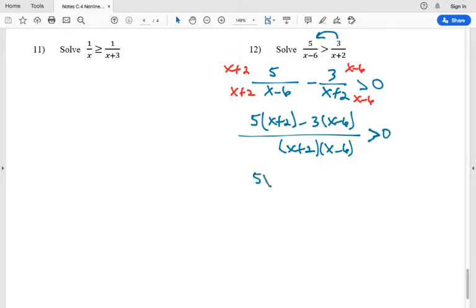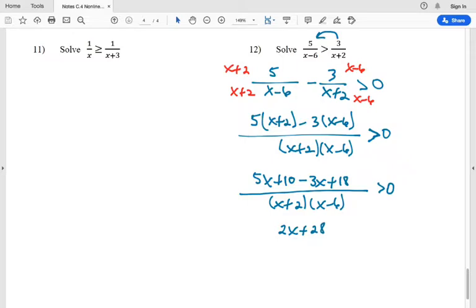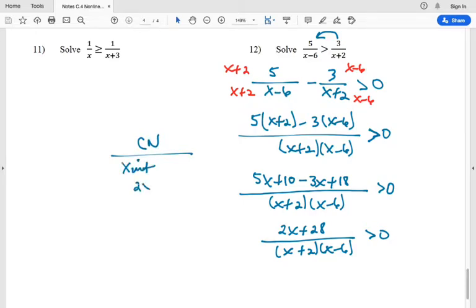Okay, so that gives me 5x plus 10 minus 3x plus 18 all over x plus 2 times x minus 6. Simplifying further, I get 2x plus 28 all over x plus 2 times x minus 6. All right, critical numbers come from your x-intercept, which would be from the top, so 2x plus 28. What makes that equal to 0? And I get x equals -14.